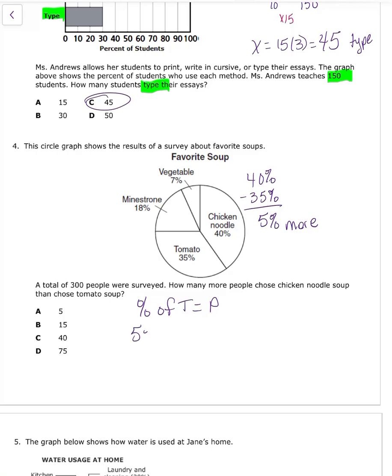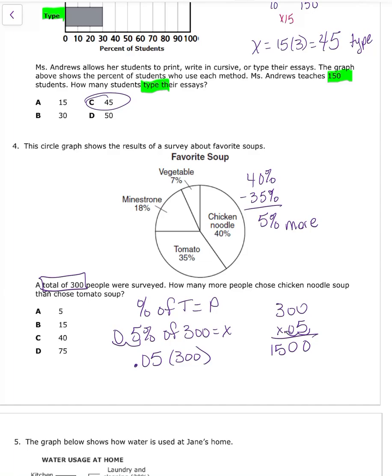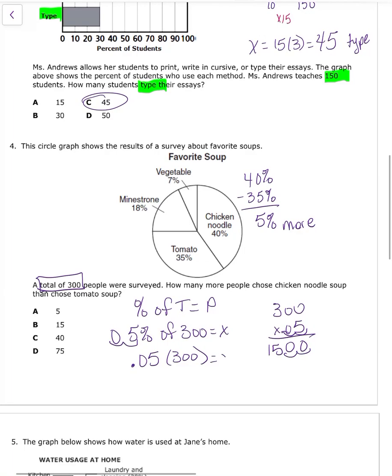It's going to be 5%. It tells us the total is 300. So 5% of 300 equals x. Remember, you have to move it twice. So it's going to be 0.05 times 300. Move your decimal. So it will be 15 people prefer chicken noodle over tomato. I would be one of those people.